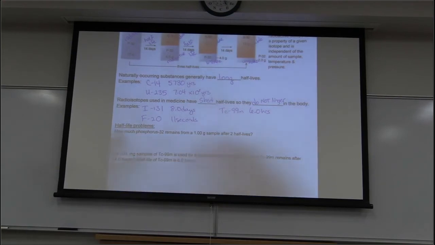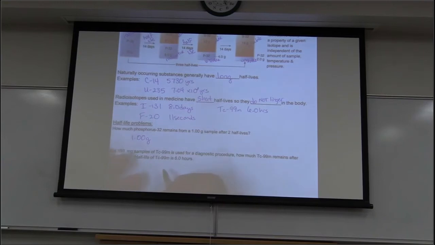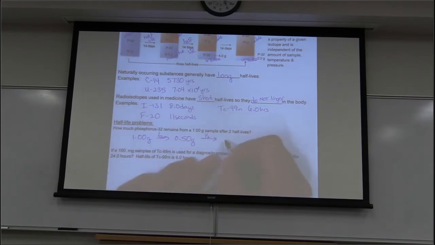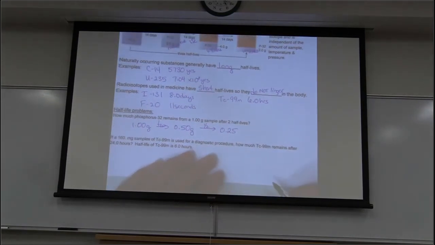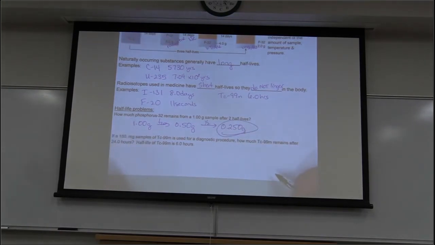All right, so I don't care how you do this problem. You can do it on your fingers. You can do it in your head. I don't care. If you want to see a written explanation, you start with 1 gram. After 1 half-life, you have what? 0.50 grams. After another half-life, you have what? 0.25 grams. And to use proper significant figures, what would you do? How many do you have to begin with? So you put 0.250 grams. Don't make these hard.